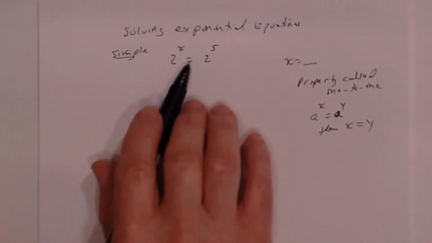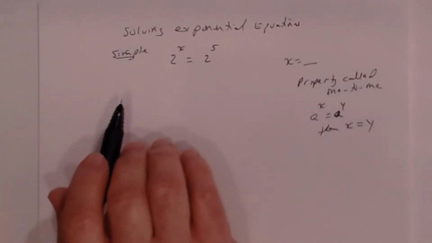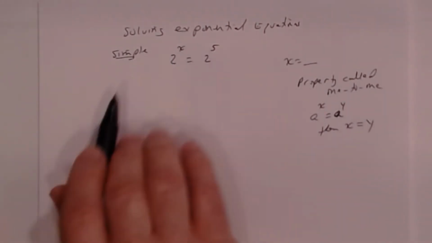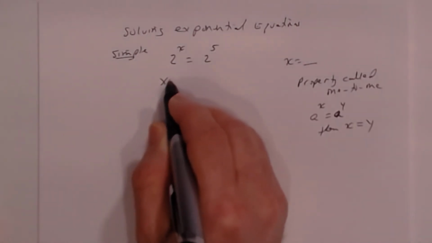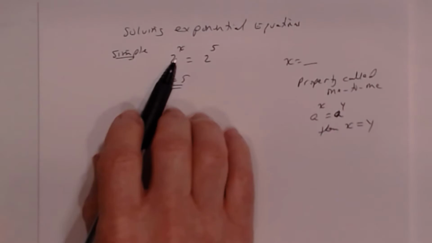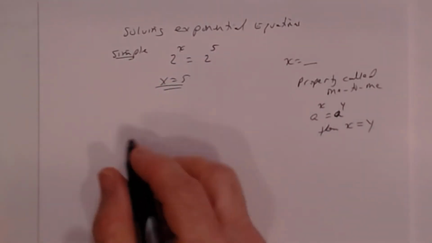So the bases are the same. So to solve this exponential equation, the exponents have to be equal to each other. So in other words, x must equal 5. There's your answer. X is 5. 2 to the fifth equals what? 2 to the fifth. All right, so that's the idea. So let's look how it's going to look.